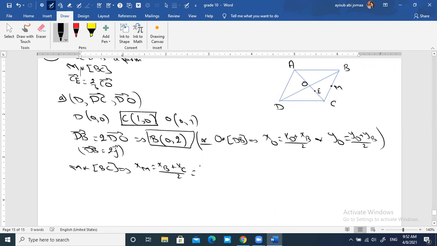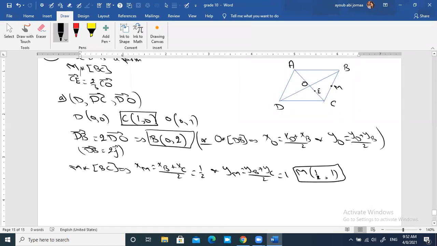1 plus 0 over 2, which is 1 over 2. And Y of M is Y of B plus Y of C over 2, which is 1. So M has the coordinates 1 over 2, 1. Okay. We still have to find the coordinates of point E.